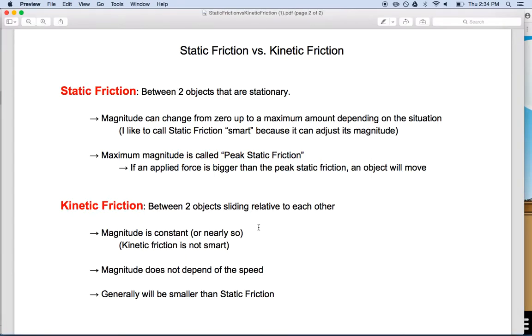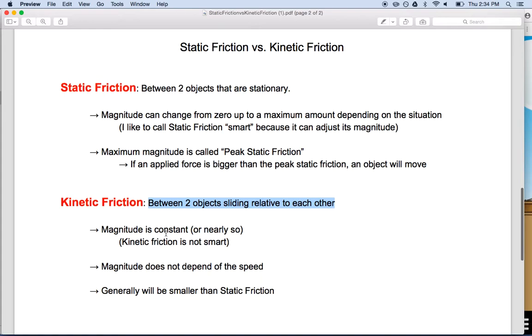So here we go. First, the maximum static friction is called peak static friction. If a force bigger than peak static friction is applied, then the object will move. Then we move over to kinetic friction. Kinetic means moving, so this is between two objects that are sliding relative to each other. The magnitude is constant, or nearly so, and that means kinetic friction is not smart, meaning it's not going to adjust depending on how fast you're going. It doesn't depend on how fast you're going. It doesn't depend on how hard you're pushing. It's just one number. Generally, it's going to be smaller than static friction, and that's what we saw as well.